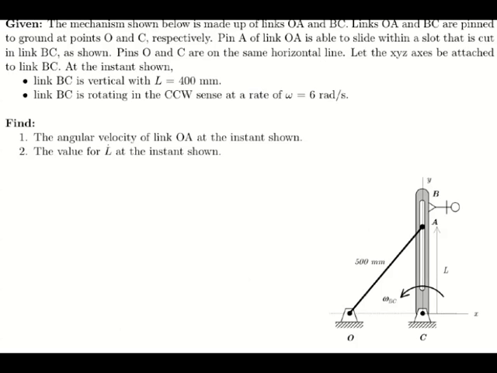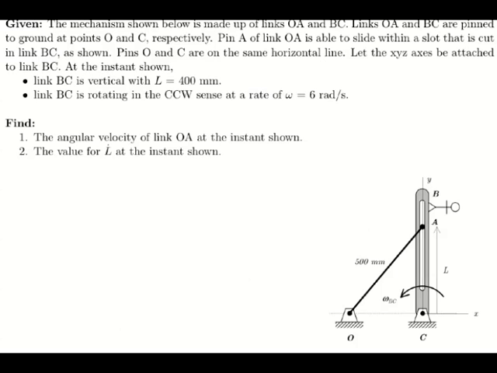We're looking here at a position where BC is vertical. OC is always on the same horizontal line, given that we know the distance L between A and C at this instant, and we know that BC is rotating in the counterclockwise sense with 6 radians per second. What we want to do is find the angular velocity of link OA and the value of L dot. How does the distance between A and C change in time?